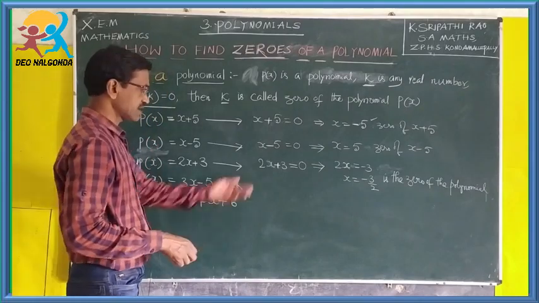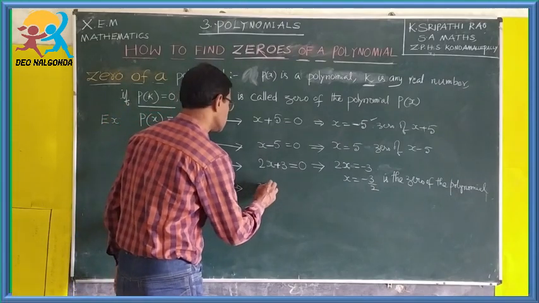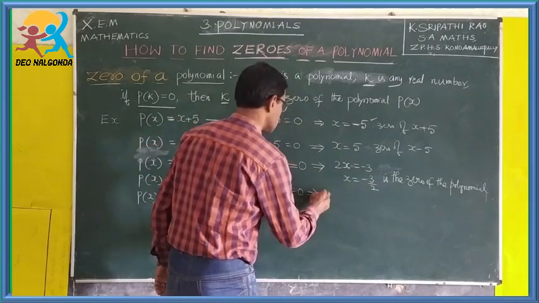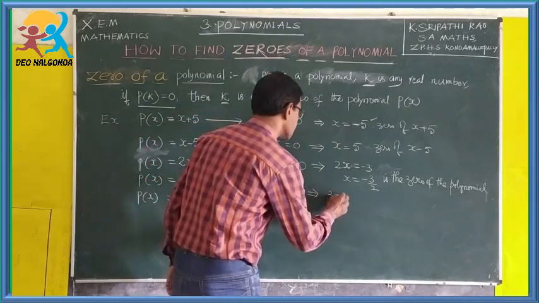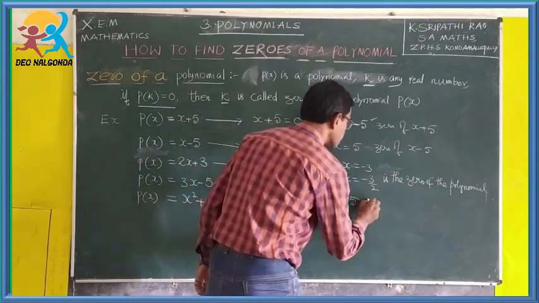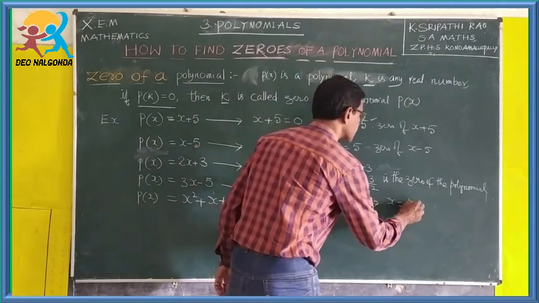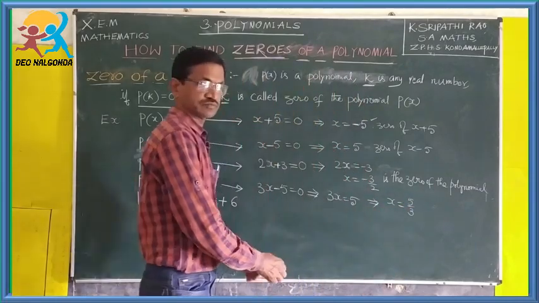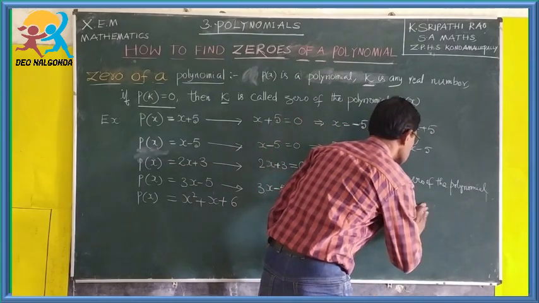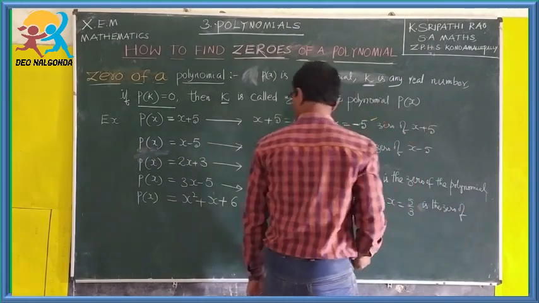Then 3x minus 5. In the same way we have to find the 0 of the polynomial. 3x minus 5 is equal to 0. Then 3x is equal to 5, since minus 5 by transposing becomes plus 5. This implies x is equal to 5 by 3. 5 by 3 is the 0 of the polynomial 3x minus 5.